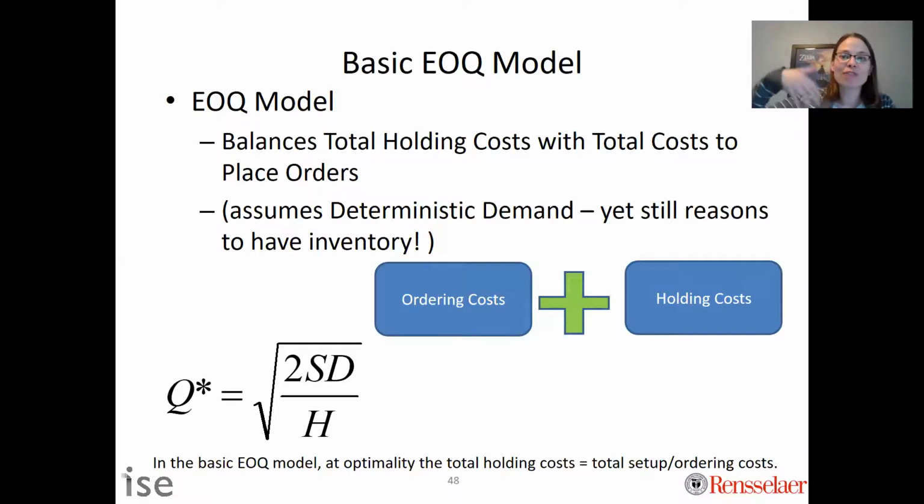But then if you have bigger quantities of Q, you order in a bigger number of units, that makes the holding cost go up. And so it's balancing these two things. In fact, we solved for Q star, and remember we took the total relevant cost equation, took the derivative, set it equal to 0, and found the minimum value of that function, and that's the square root of 2SD over H. And if you use that equation to set Q star, which again is how many do I order, it gives you at optimality that the total holding cost equals the total setup or ordering cost in the system.